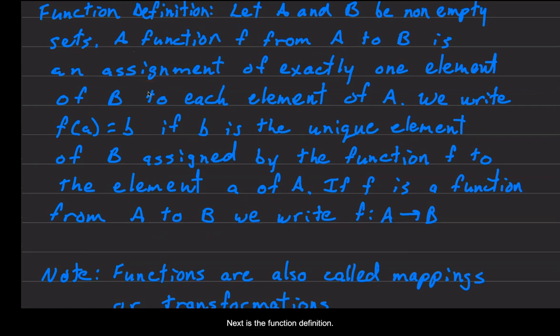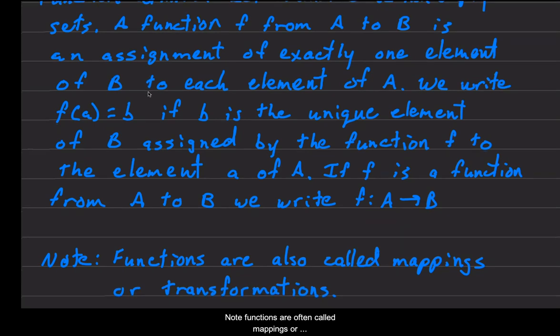Next is function definition. Let A and B be non-empty sets. A function f from A to B is an assignment of exactly one element of B to each element of A. We write f of a equals b if element b is the unique element of set B assigned by the function f to the element a of set A. If f is a function from A to B, we write f colon A arrow B. Note, functions are often called mappings or transformations.